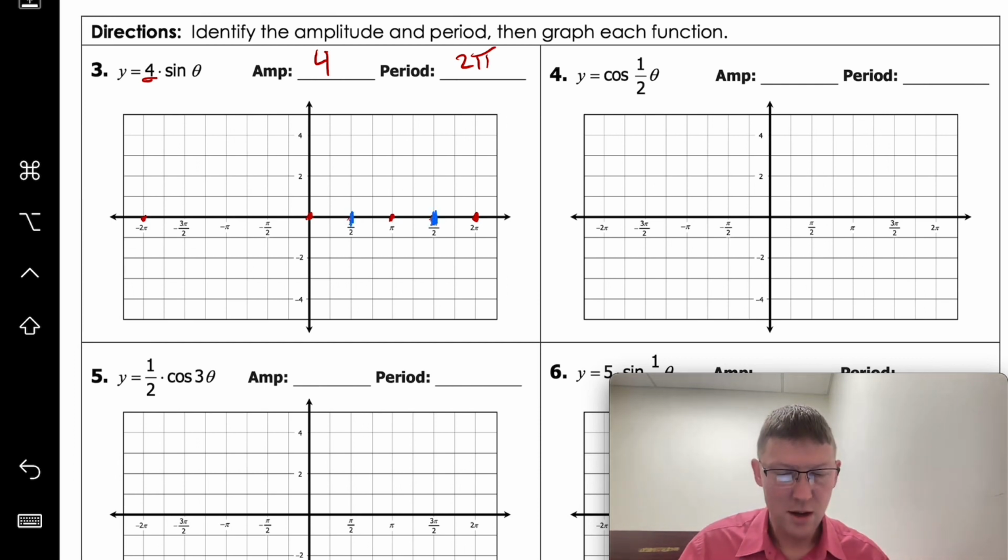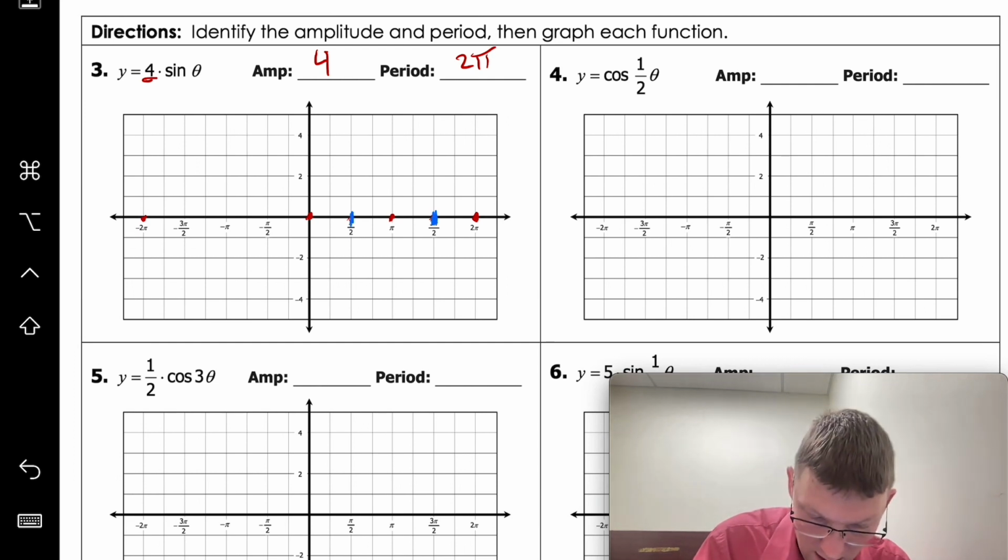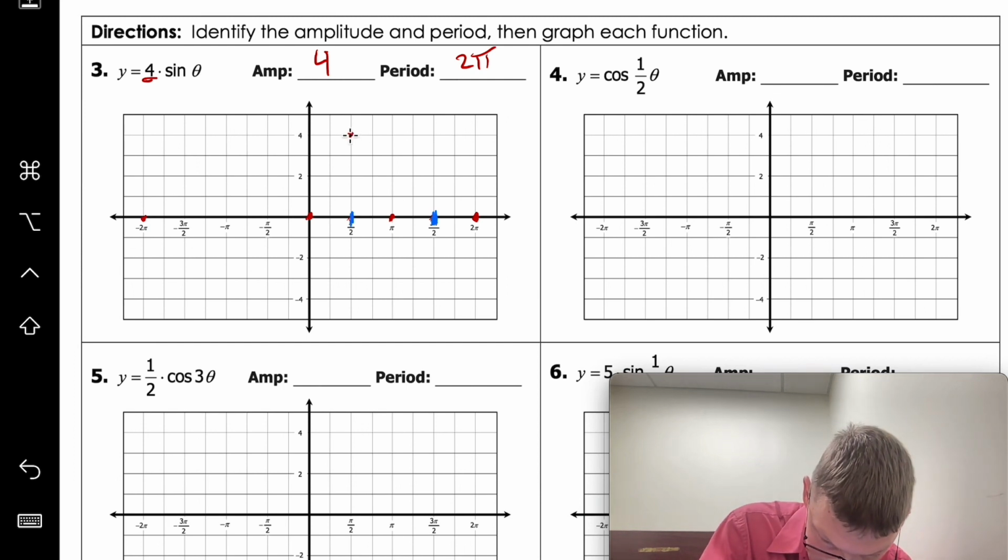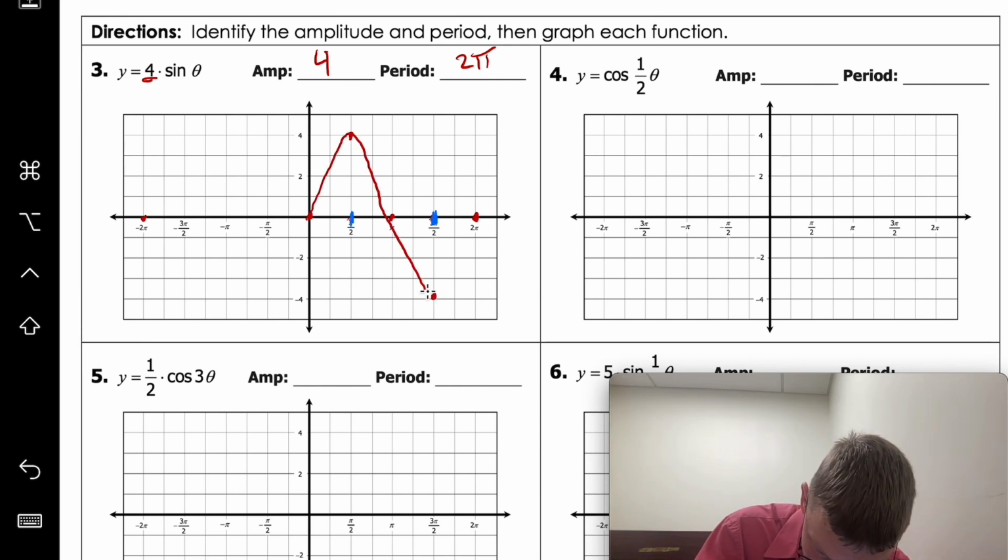So then it is going up. That's how sine works. And let's see here. Our amplitude is 4. So we're going to have a dot up here. It's going to go down, and then a dot down here, and it's going to come back up. So our graph is going to look like that.